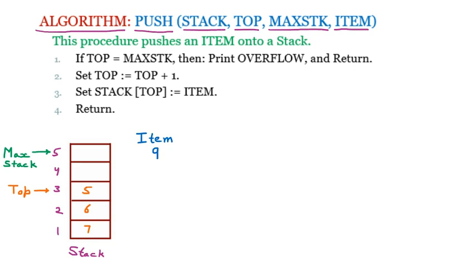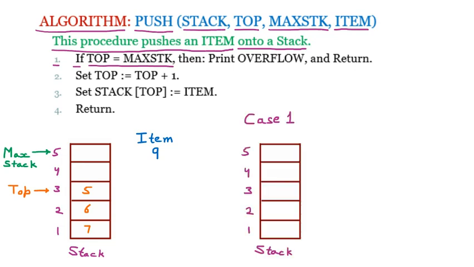Now we are going to learn the algorithm. The algorithm says that this procedure pushes an item, meaning 9, onto the stack. So 9 will be inserted onto the stack. First, if top is equal to max stack, so first of all I am considering case 1. This one is our case 1.